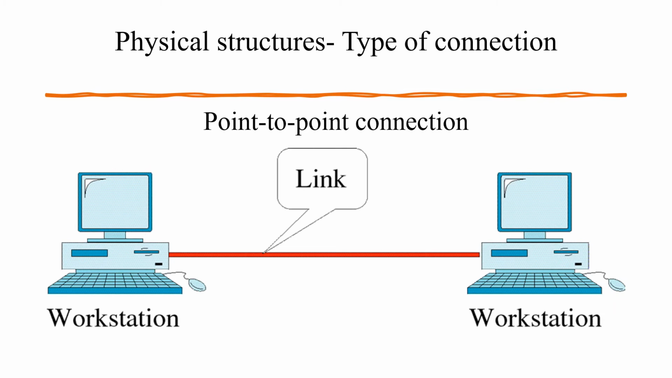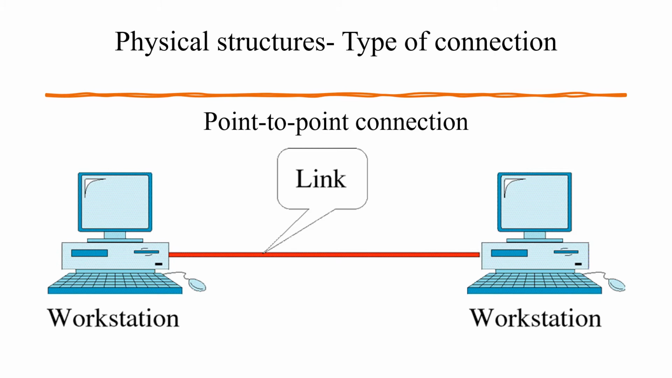Let us now discuss physical structures, under which the first one is the type of connection. A network is two or more devices connected through links. A link is a connection pathway that transfers data from one device to another. There are two possible types of connections. The first one is the point-to-point connection. A point-to-point connection provides a dedicated link between two devices. The entire capacity of the link is reserved for transmission between these two devices.